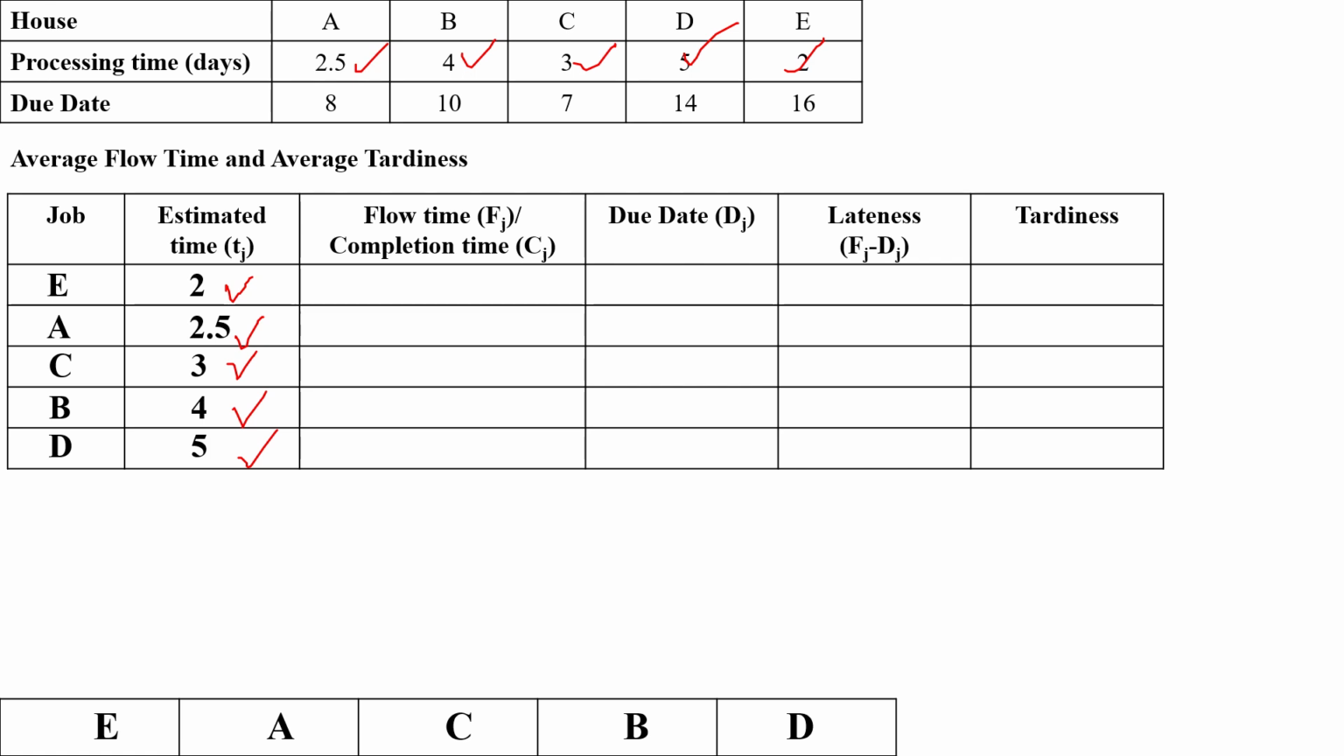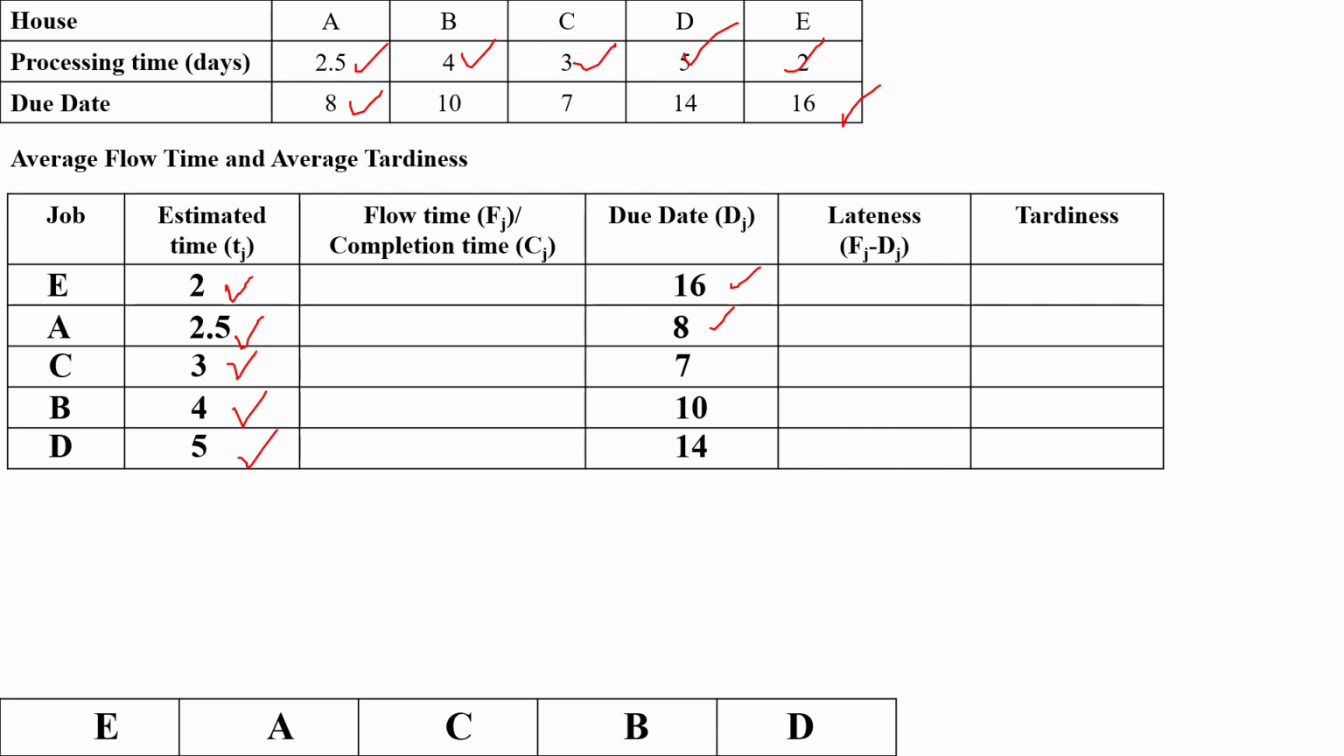So next, the due dates Dj are also given. We have to write down the due date values for the respective jobs. For job E, the due date is 16, so write down 16. Next, for job A, the due date is 8, so write down 8.